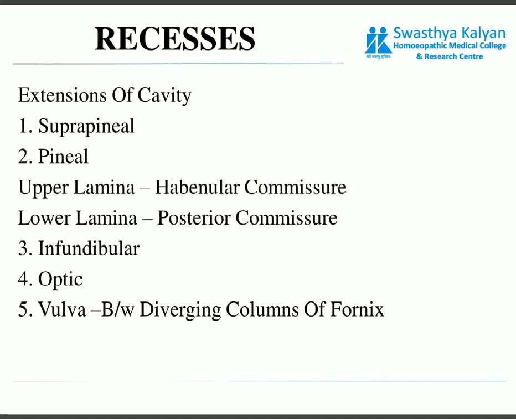Now, this habenular commissure is a commissural fiber which connects the two habenular nuclei which are located on each side of the diencephalon. It is important because these nuclei play a role in the regulation of the neurotransmitters dopamine and serotonin. And these nuclei are situated in front of the pineal gland. Another commissure, the posterior commissure, is also a commissural fiber, and it is an epithalamic commissure.